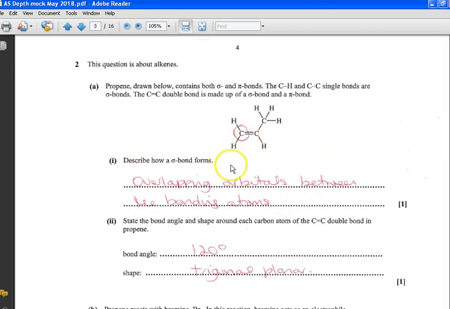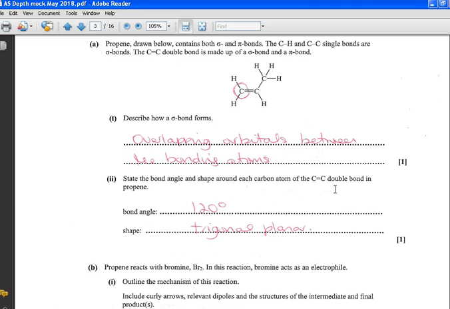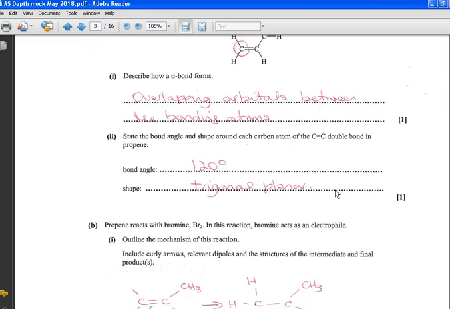Okay, sigma bonds. You're given a molecule here. You're asked how a sigma bond forms, because an alkene has sigma bonds and pi bonds. Don't get confused with the pi bonds. The sigma bond is between the bonding atoms, or between the nuclei of the bonding atoms. That's the crucial thing. And don't talk about S or P orbitals, because it depends on the molecule. So just say overlapping orbitals between the nuclei of the bonding atoms, or just between the bonding atoms.